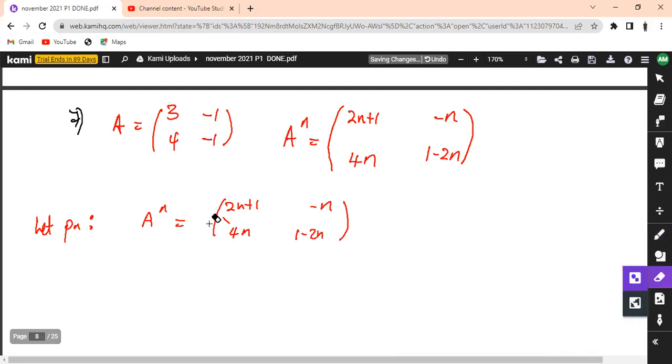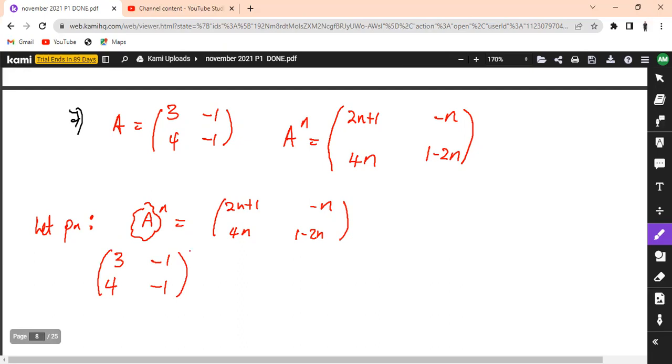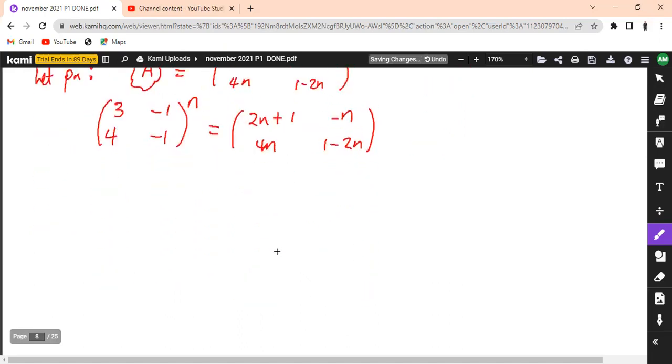And if we cross-check here, if we write this in terms of A, we have our matrix A. Let us substitute our matrix A. Our matrix A is 3, 4, minus 1, minus 1, this part. So to the power of n, it is going to give us 2n plus 1, minus n, 4n, 1 minus 2n. Just writing this so that we do not have problems when simplifying. So let's get back to the question.